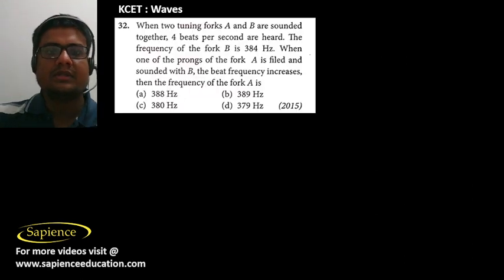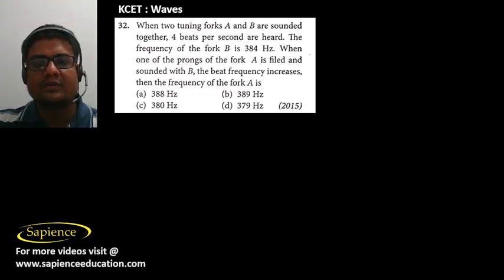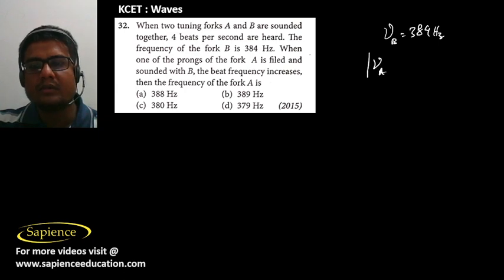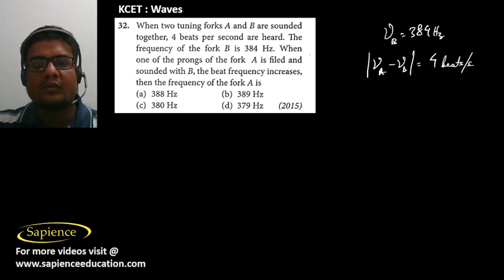Then in question number 32 it is told, when two tuning forks A and B are sounded together, 4 beats per second are heard. The frequency of the fork B is 384 hertz, and their beat frequency, mod of nu A minus nu B, is equal to 4 beats per second. Now when one of the prongs of the fork A is filed and sounded with B, the beat frequency increases. Then what is the frequency of the fork A?